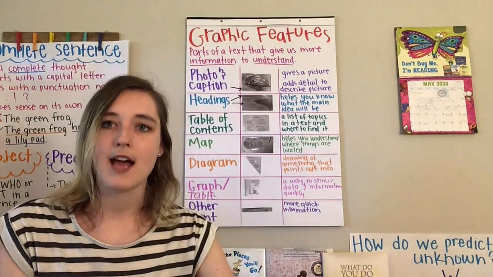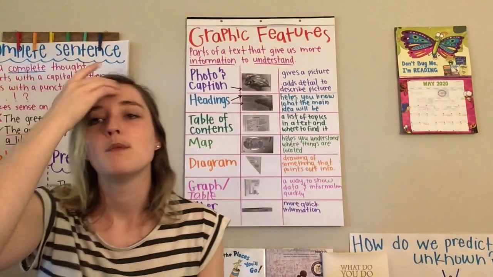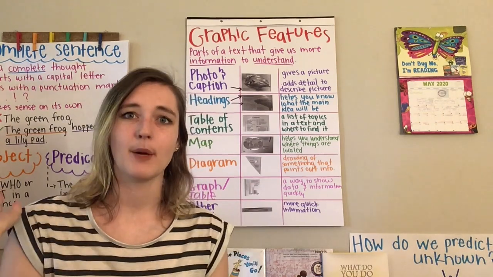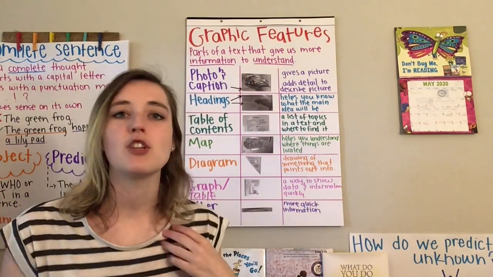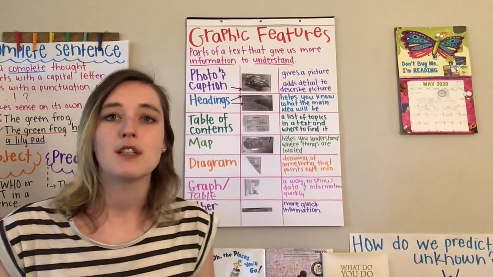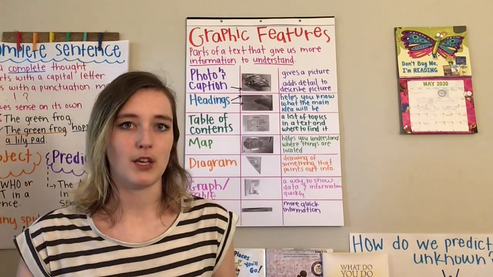What this book has is other prints at the bottom. You see right there, it has a fact. So sometimes what text will do is they will put together more information that they want to call attention to by changing the text in some way. They'll make it bold, they'll make it big, they'll make it small, they'll put it off to the side, put it in a box. So it just gives you more information on the topic that you're reading.